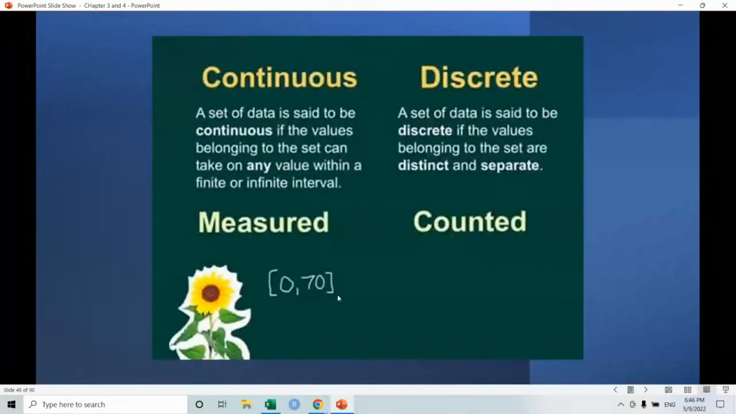So we're going to talk about two number sets. So we have continuous variables. A set of data is said to be continuous if the values belonging to the set can take on any value within a finite or infinite interval. So all the numbers between 0 and 1 would be continuous. But on the other flip side of that, we have discrete numbers, a set of data said to be discrete if the values belonging to the set are distinct and separate.